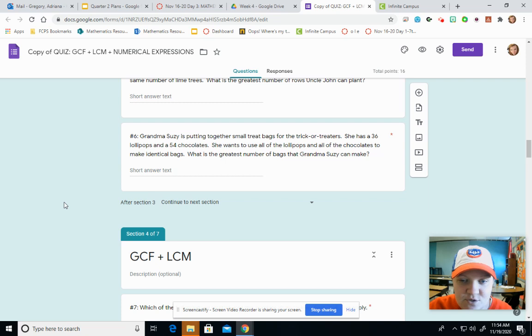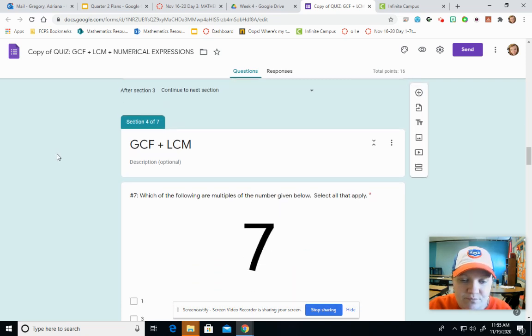Grandma Susie's putting together small treat bags for trick-or-treaters. She has 36 lollipops and 54 chocolates. She wants to use the same amount of lollipops and chocolates to make identical bags. What's the greatest number of bags she can use? Again, I see the word greatest, so I'm going to be finding the greatest common factor of 36 and 54.